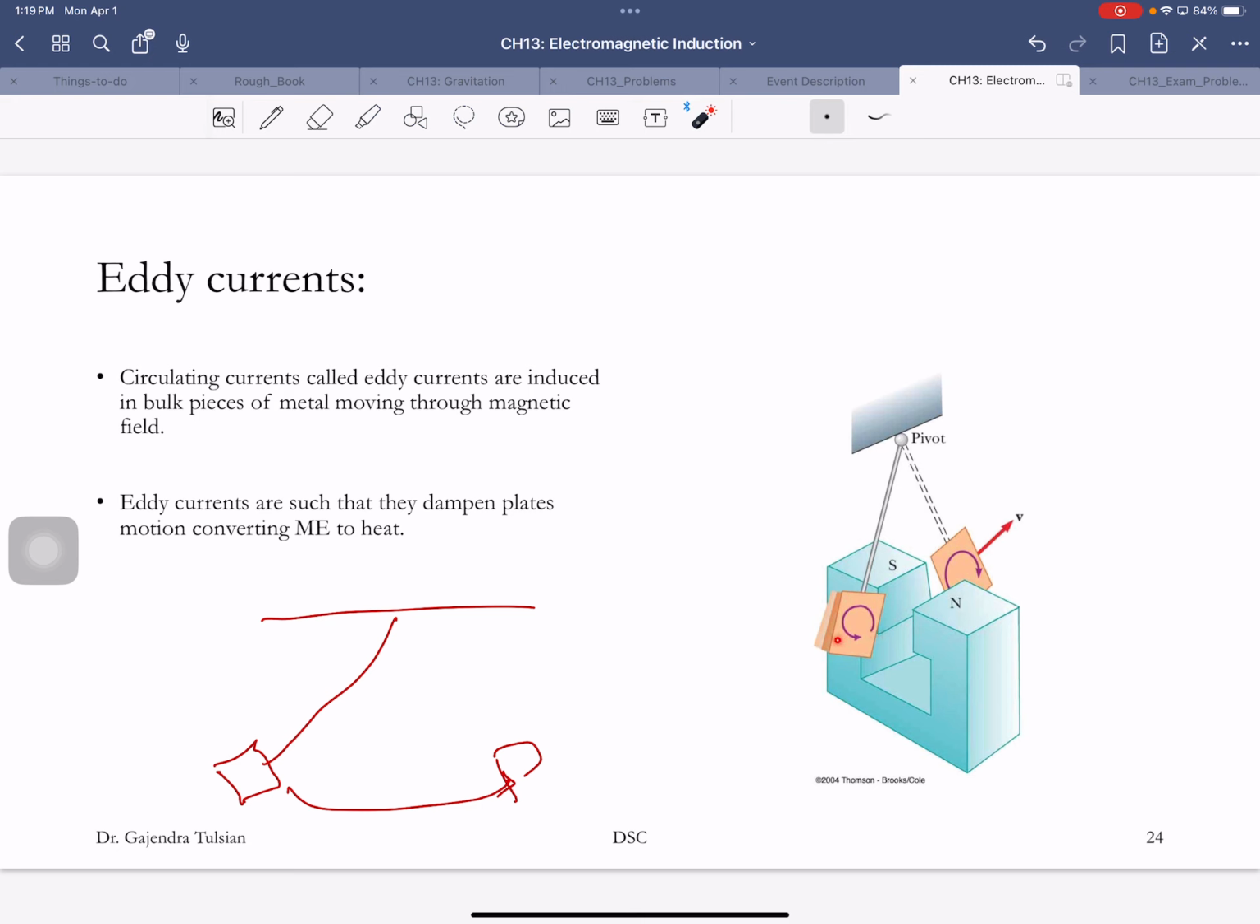What happens is, as it's swinging through the magnet, a current is induced, and the current is induced such that it's of opposite polarity to the magnet, and so this will attract it. If it's trying to swing away, the magnet will attract it and pull it back, and if it's swinging that way, again, it's attracting it and pulling it back. So if you swing it between magnets, this will dampen the oscillation, and it'll stop very fast. So eddy currents are such that they dampen the plate's motion, converting mechanical energy to heat.